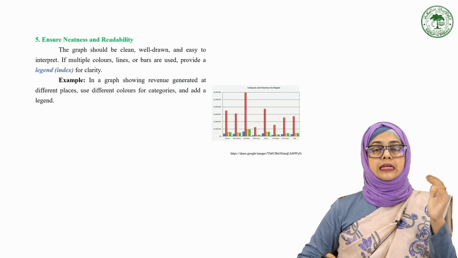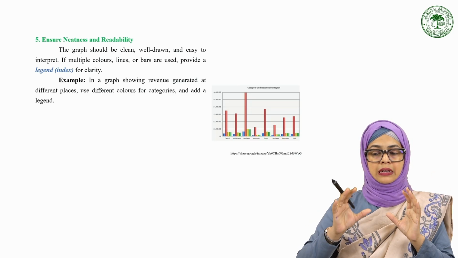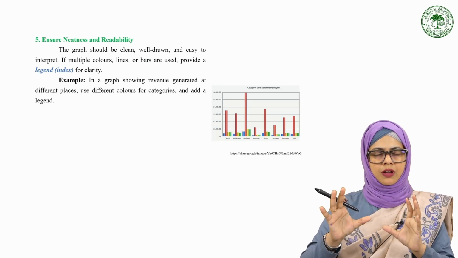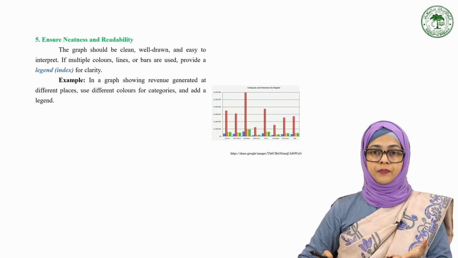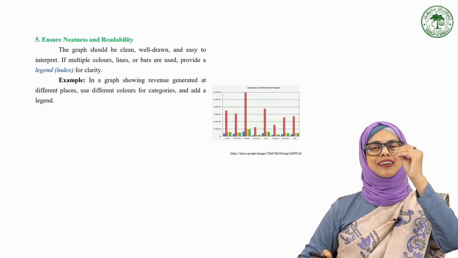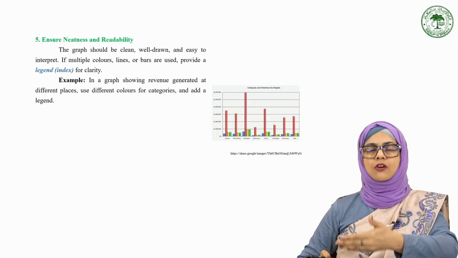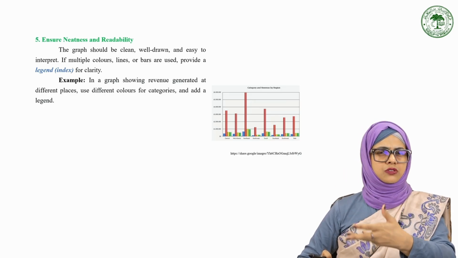Then ensure neatness and readability. That means the whole data should be very clean, very neatly drawn, so it can be easily represented. And of course, a legend should be there. Now, what is a legend? A legend in a graph is a key which identifies what the different data series being presented here are, with different colors or patterns or symbols.